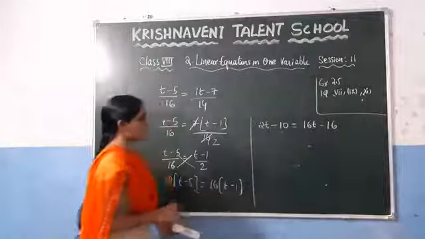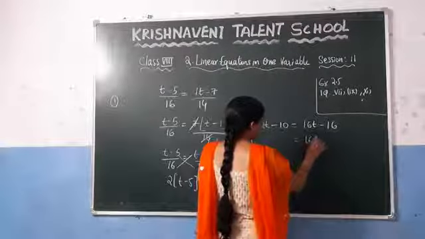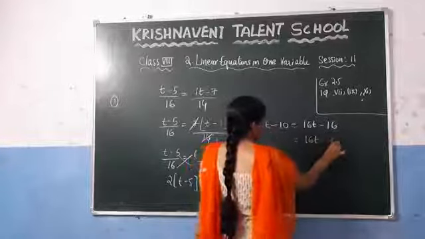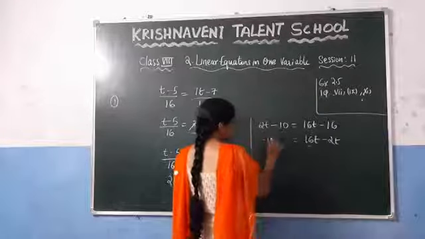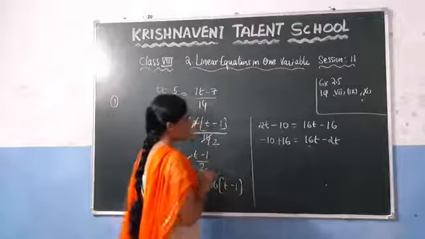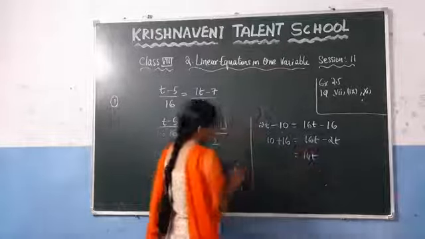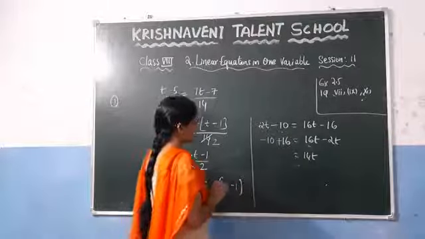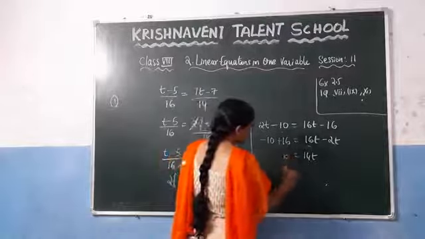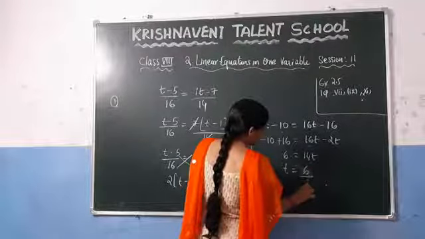Now you can take all the variables to one side. So what will you get here? 16T, if you take plus 2T, it will become minus 2T. Here what is there? Minus 10. Take this one plus 16. So what is the value of 16T minus 2T? Which gives you 14T. And here what is the value of 16 minus 10? Which is 6. So what is the value of T? 6 by 14.